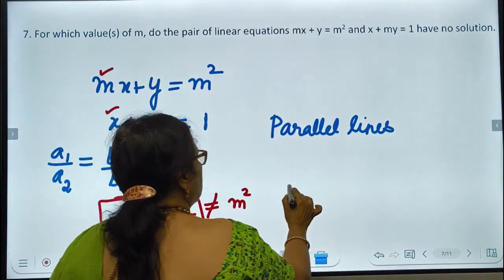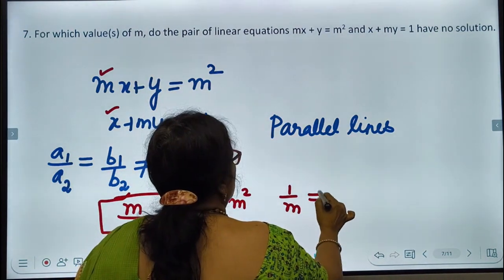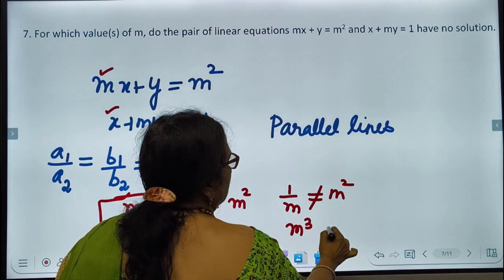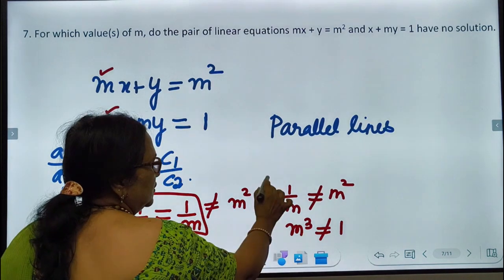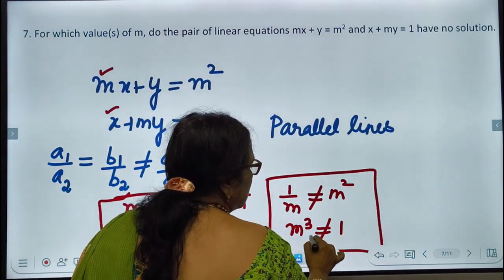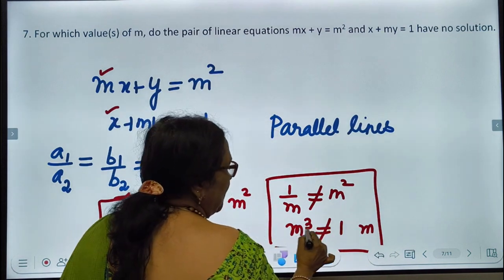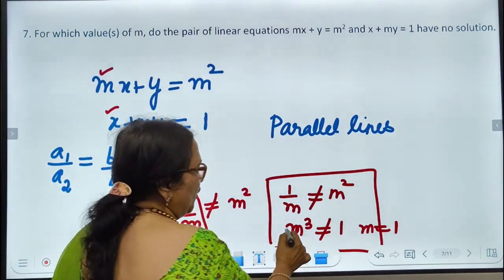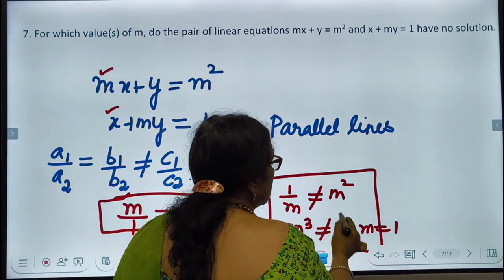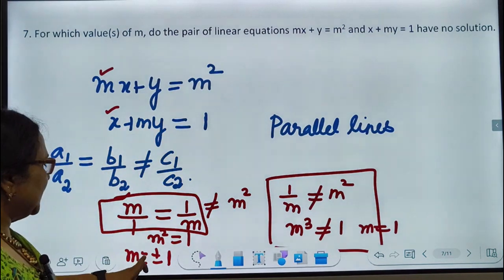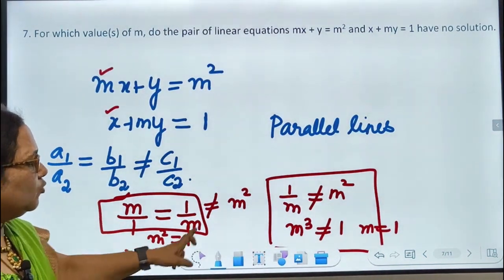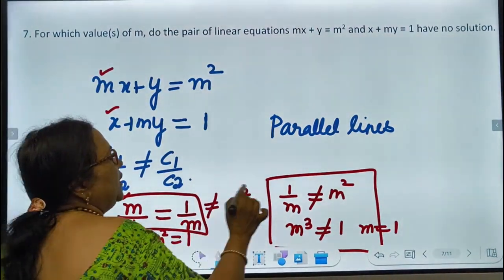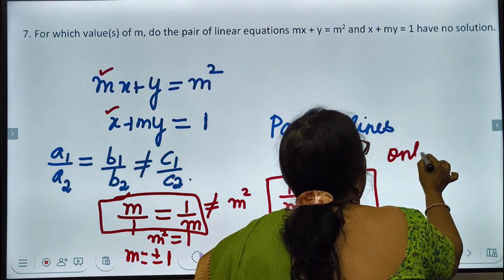What is the second case? 1 by m is not equal to m square. That is, m cube is not equal to 1. So if m equal to 1, we know that 1 cube is 1. So you have to say m cube is not equal to 1. If you take m equal to plus 1, then 1 cube is 1. If you take minus 1, it is not 1. So only m equal to minus 1 is the solution.